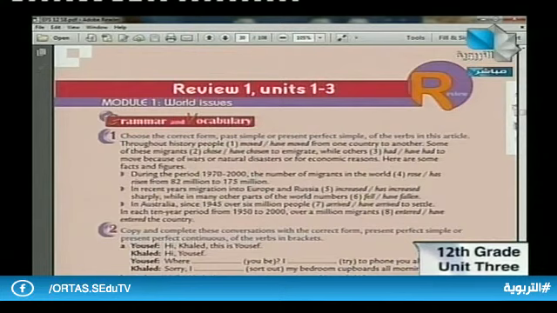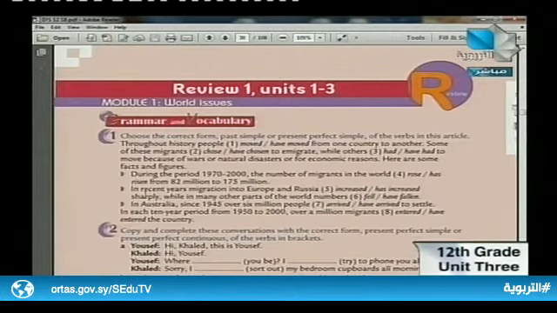We have some facts and figures now. During the period 1979 to 2000, the number of migrants in the world rose from 82 million to 175 million. Why? Because here we have a fixed time, a definite period in the past, 1979 to 2000. It is a fixed time, good.